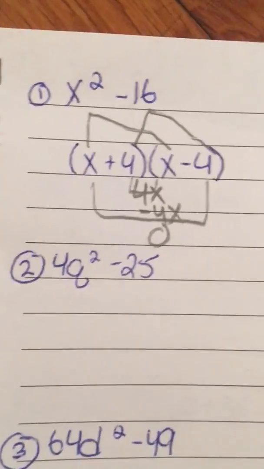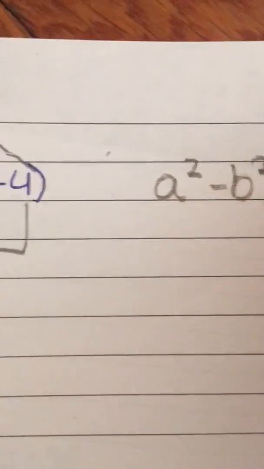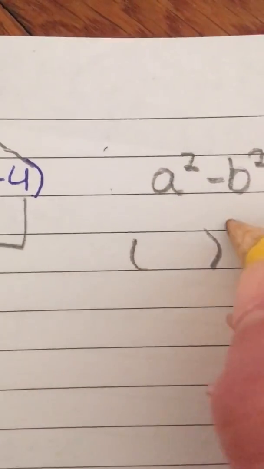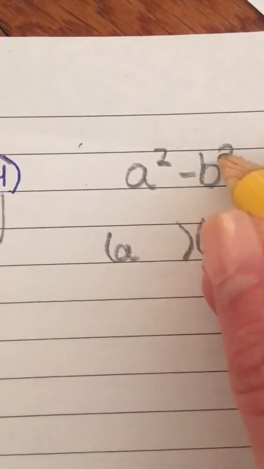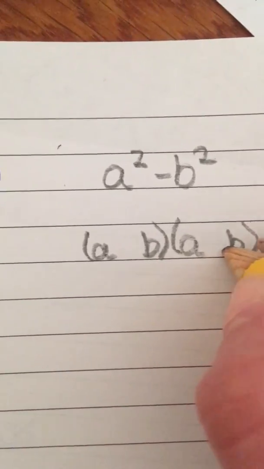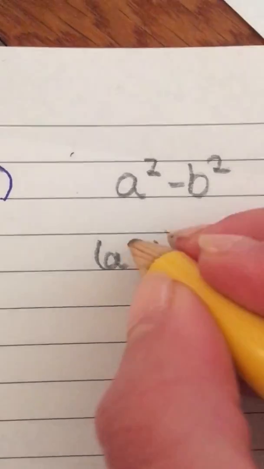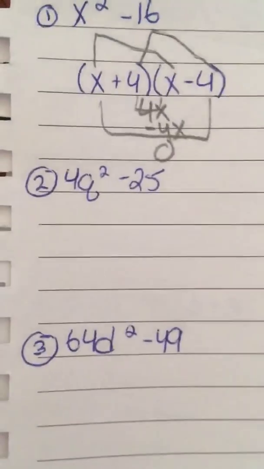So basically, whenever you have two terms, like a squared minus b squared, you're pretty much just taking the square root of the first one, putting it in the first spot, the square root of the second one, putting it in the second spot, and then to make the middle terms cancel out, one should be plus and one should be minus. So we'll do that with these next few examples.